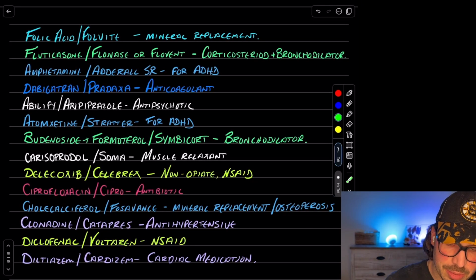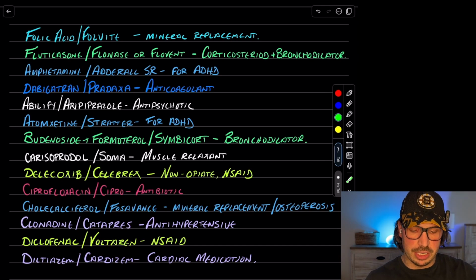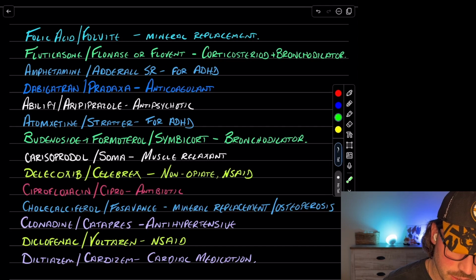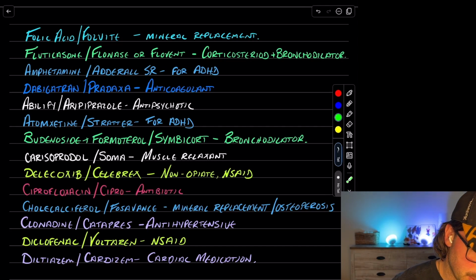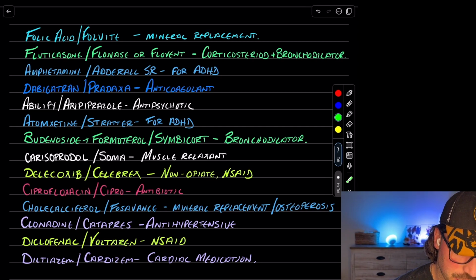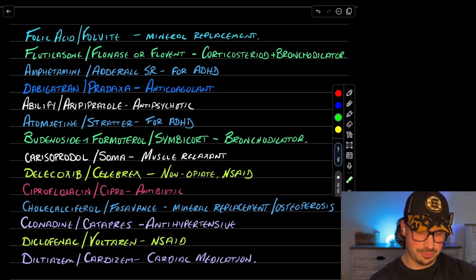And then there are some they want you to memorize that are just kind of mineral replacements. So folic acid is a mineral. It's used for when you're pregnant or to help with osteoporosis. So here's another one with the bronchodilators, right? Vent, your ventilatory system. And then there are some too, when you look at ADD medications, Adderall. ADD is right in the word. So for ADHD, trying to see.